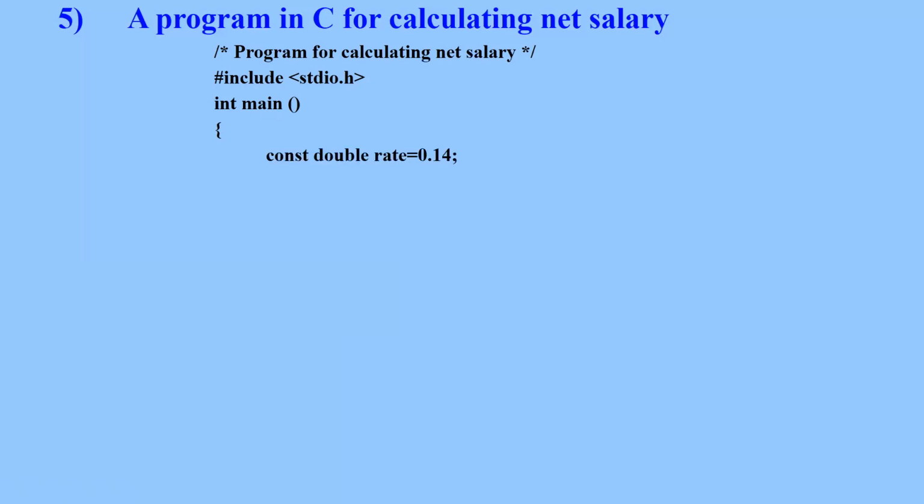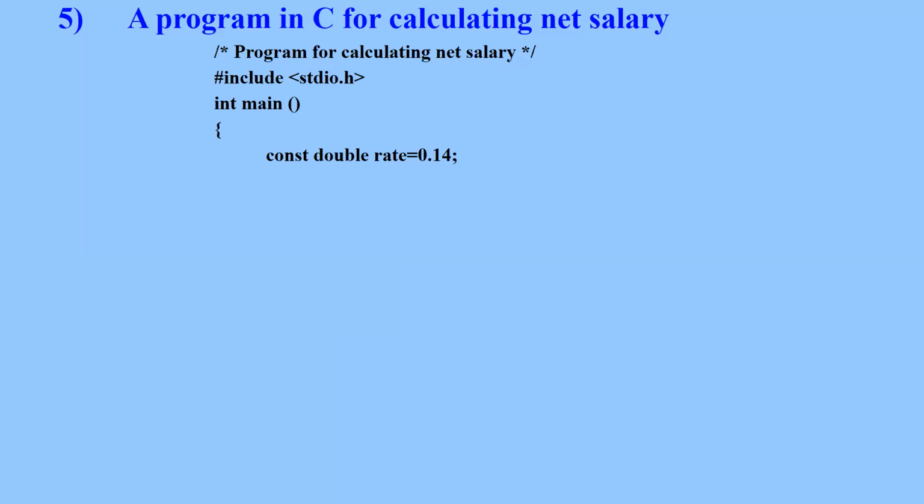So as usual, my dear students, we begin with a comment: a program for calculating net salary. This is in C. Notes. Then hash include string.h. I'm going to explain that. Then we have our main function there. Then we have the symbol that indicates the beginning of execution of statements within our main function. That is the left brace. Then we declare our variable.